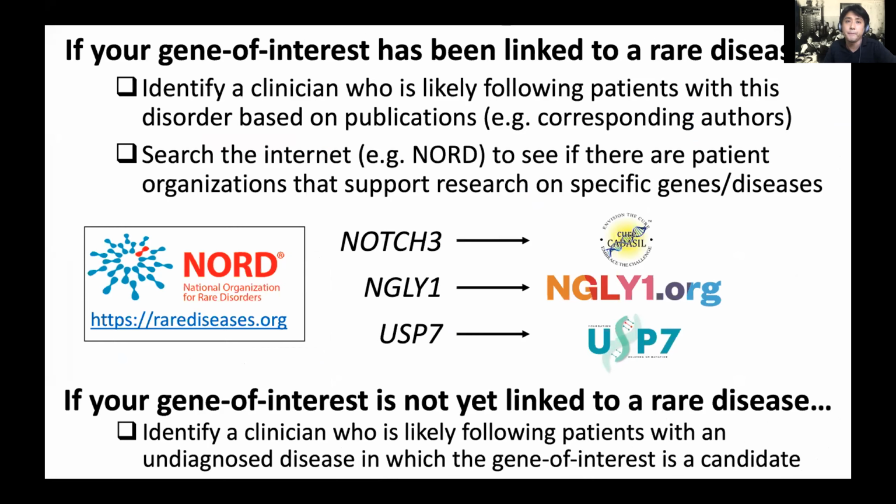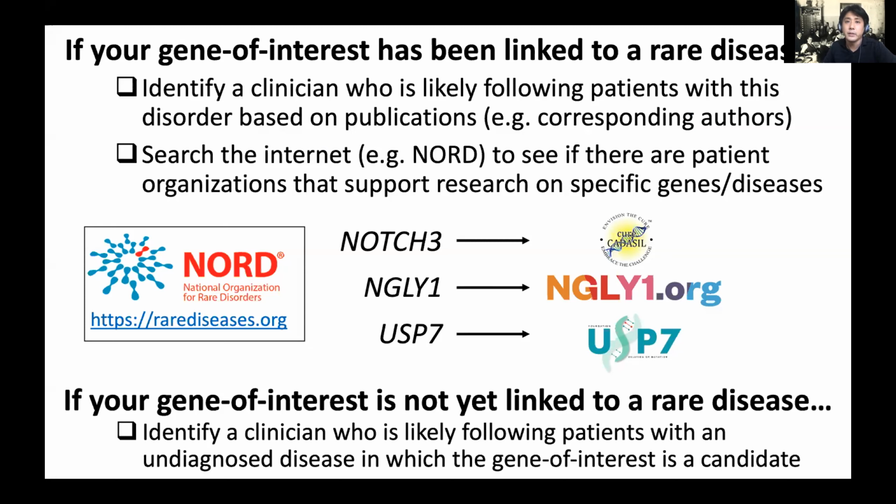For example, you can go to the website of NORD, the National Organization for Rare Disorders, perform a search based on the human gene name, and you'll get information about clinical resources related to the disease. They will also provide links to patient organization groups if there are any. If you have ways you think your research can contribute to developing therapeutics for these diseases, you may be able to find clinicians and support groups who will be interested in learning more about your research.